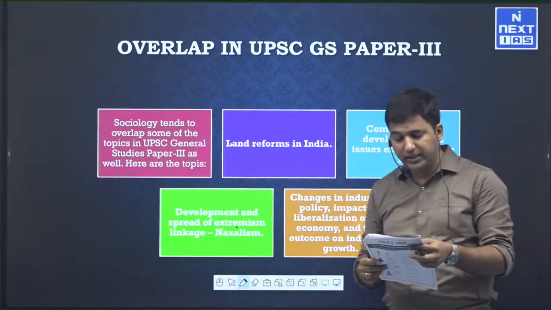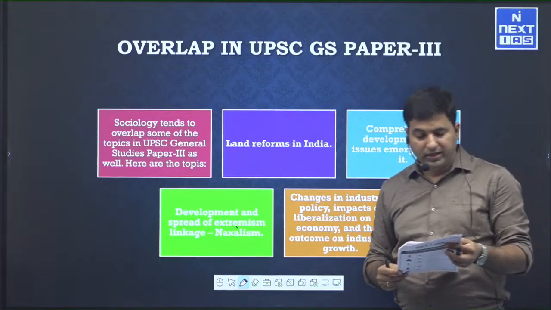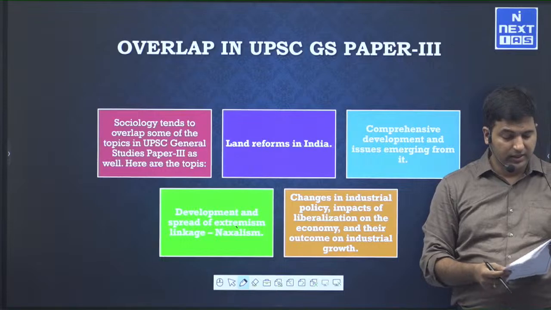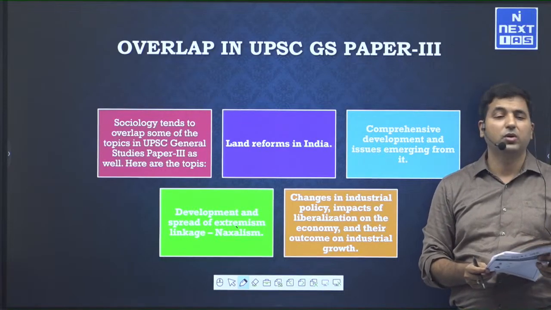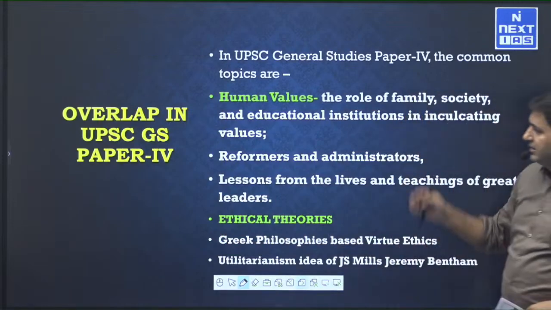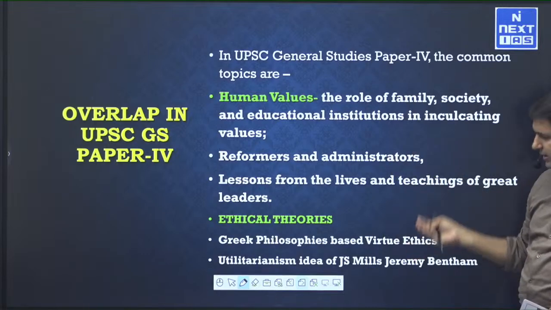If you open the chapter industrialization and urbanization, unit number 11, last page, again you will find this topic, industrial policy and how it impacted society, covered through the evolution of modern industries in India. So that way general studies paper 3 topics are covered. General studies paper 4 has many human values and ethical terminologies.